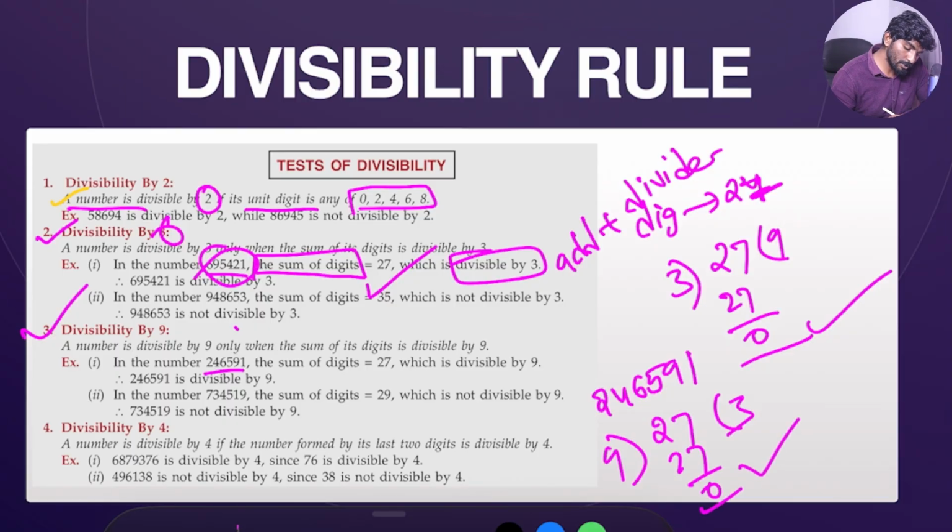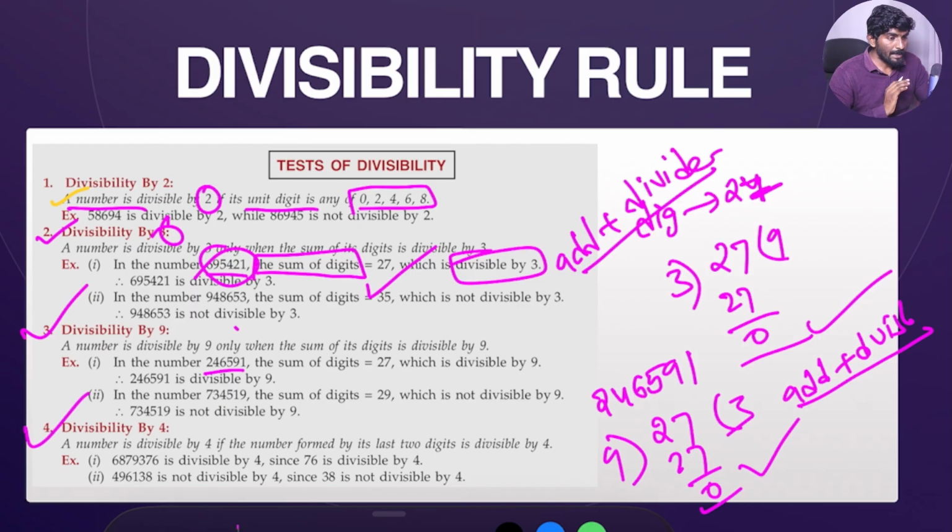So here also you have to do two things: addition plus division. These are the things you have to manage. If a number is divisible by 4, the number formed by its last two digits is divisible by 4. Only the last two digits matter. For a number having many digits, we don't care how many digits it has.